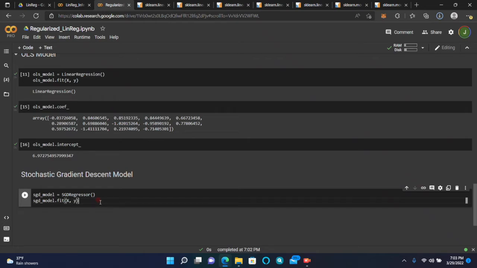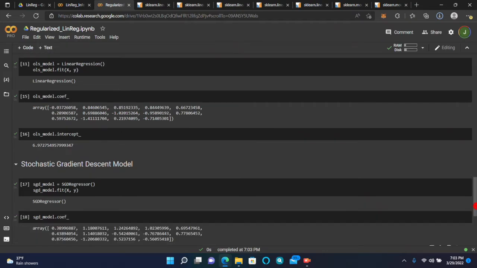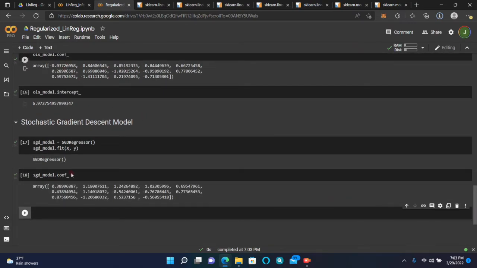I'm going to fit it to X and Y. There it goes. I should be able to pull out coefficients here. You can see that they are different, right? Look at that. Significantly different from the OLS version.